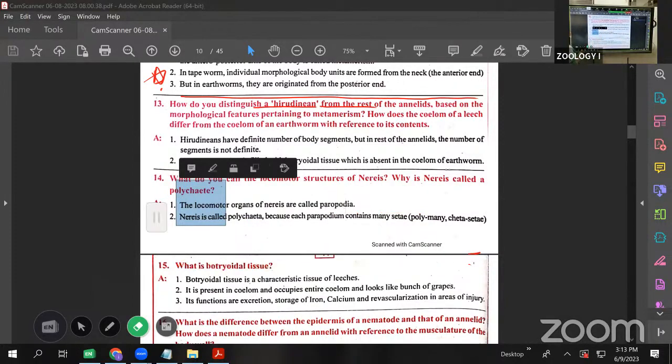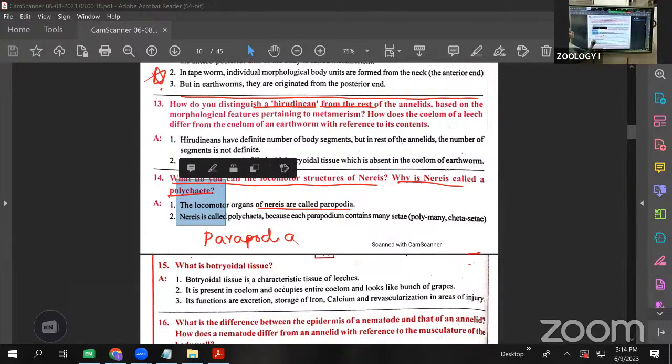Next, what are the locomotory organelles in the protozoans? Let's see this one. What are the locomotory structures of the nereis? The nereis is called a polychaeta. Why do we call it a polychaeta? Clear? The locomotory organs in the nereis are called parapodia. The parapodia are the locomotory organelles.